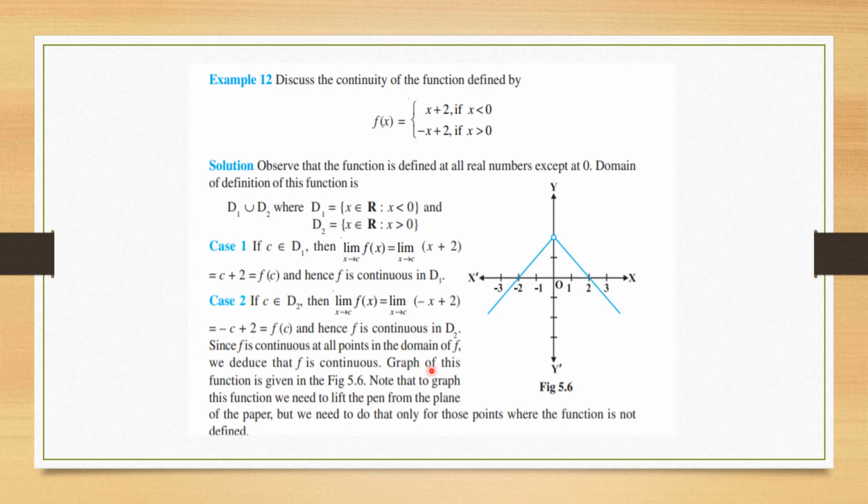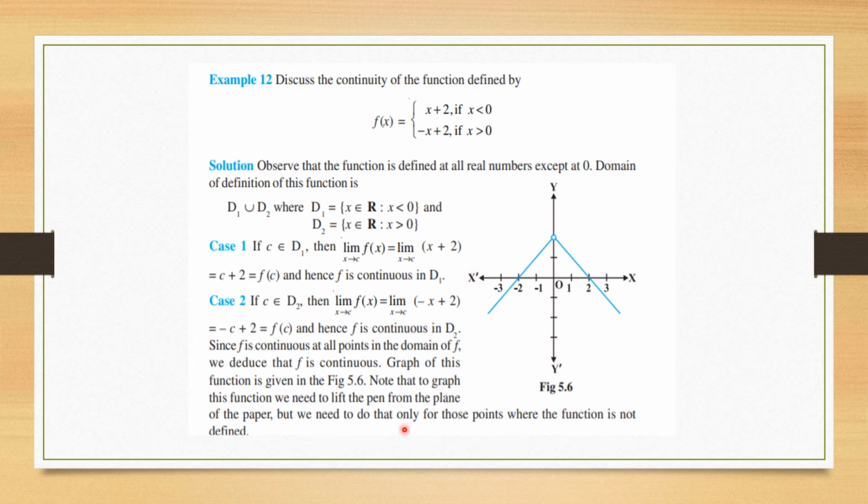But this is the part I want to explain: the graph of this function is given like this. To plot the graph of this function, we need to lift the pen. Lift the pen means, as you know, you're not going to include this point, so you have to lift the pen from the plane of the paper.